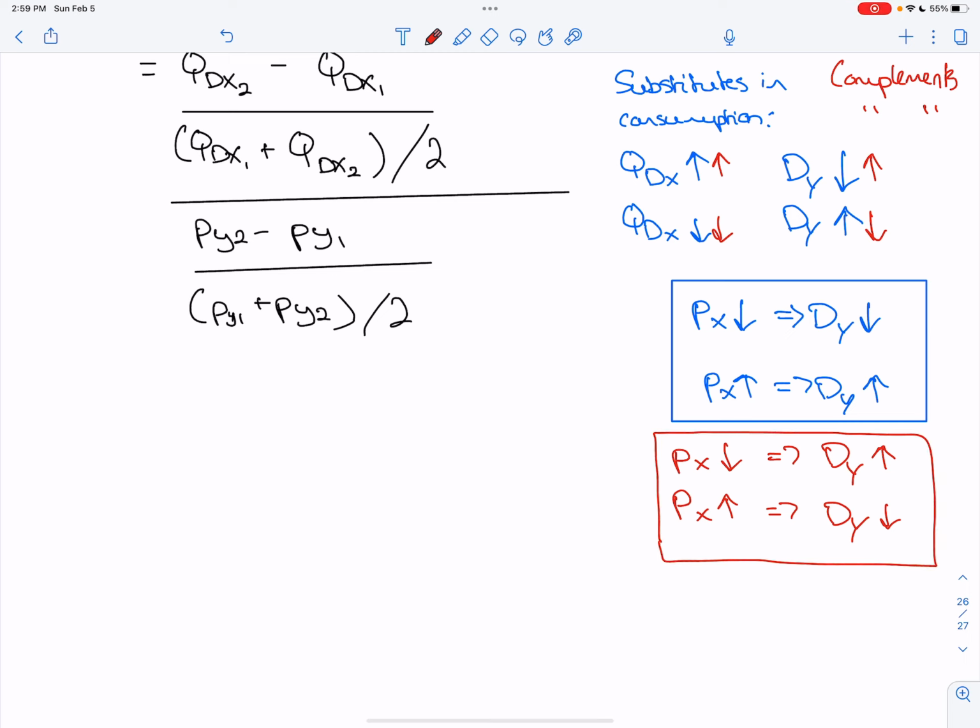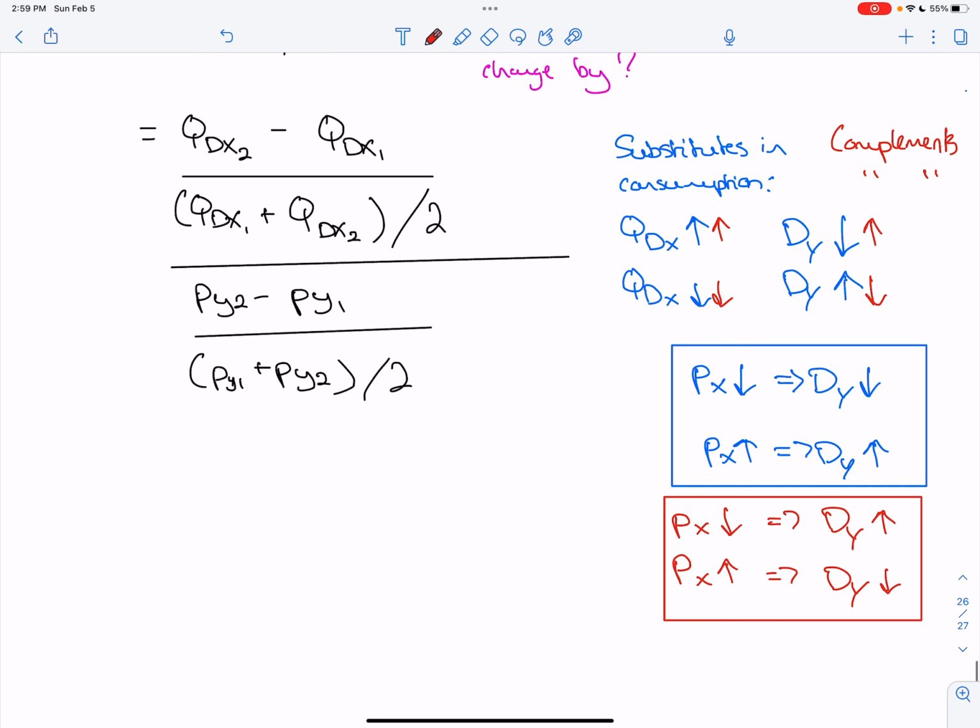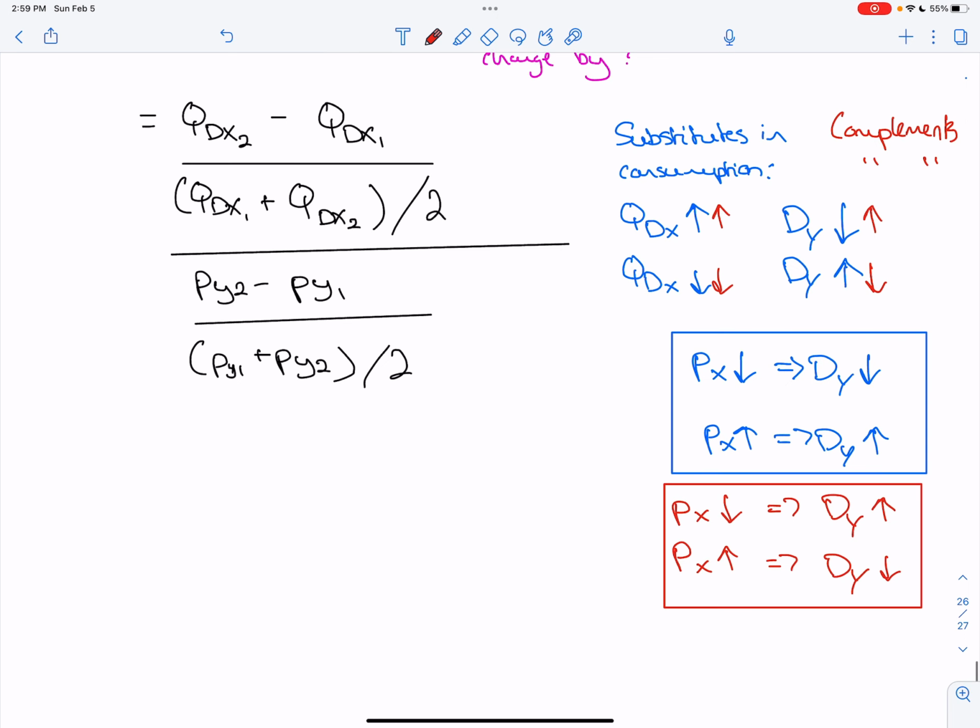Now, given these relationships, what can we say about the cross elasticity? Oh, and I should mention that in the previous video, I took pains to differentiate between quantity demanded and demand. But of course, let's do that in black.